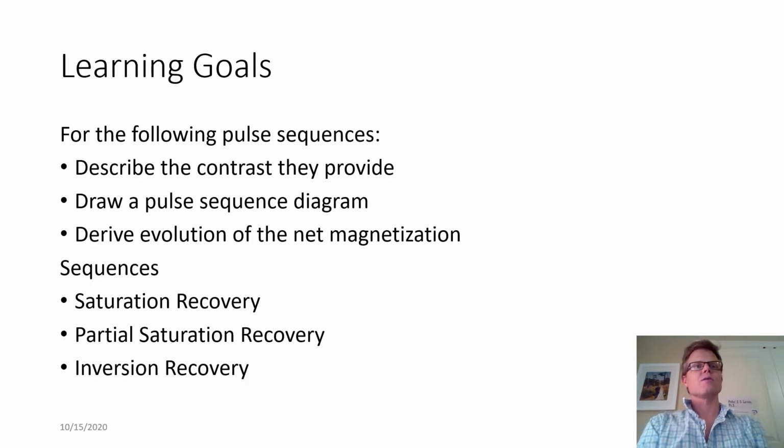Okay, so the learning goals for this chapter are, for our 3 pulse sequences, we want to describe the contrast that they provide, draw a pulse sequence diagram, and derive the evolution of the net magnetization. The pulse sequences we're going to cover are saturation recovery, partial saturation recovery, and inversion recovery. And what you'll realize is we've actually covered the first 2. We're just putting a name to those here.